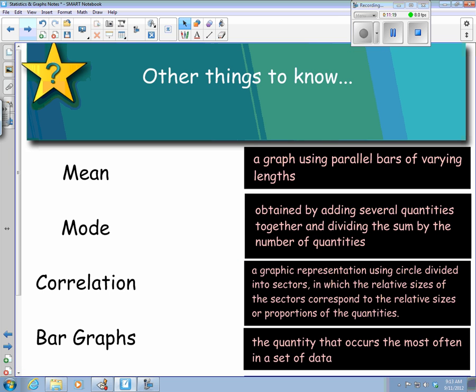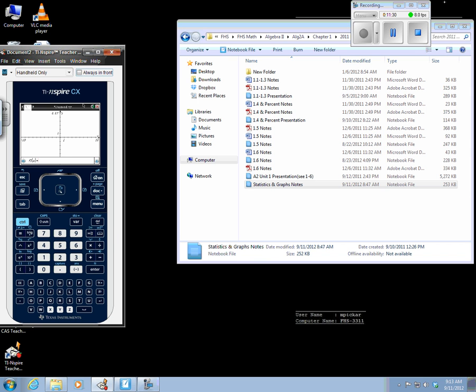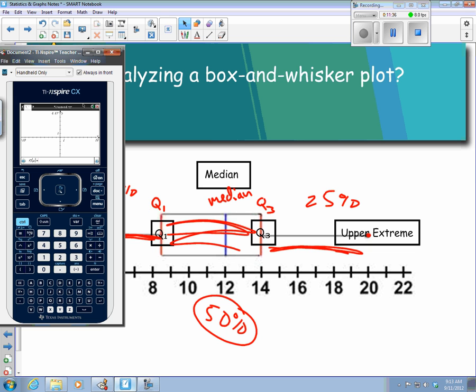Okay, what do we got here? Just some titles. We'll talk about this tomorrow. One thing you can do is this. I'm going to try and pull up my graphing calculator here. It's just the TI Inspire CX, and you can do all of this box and whisker plot right on here. It's pretty easy.